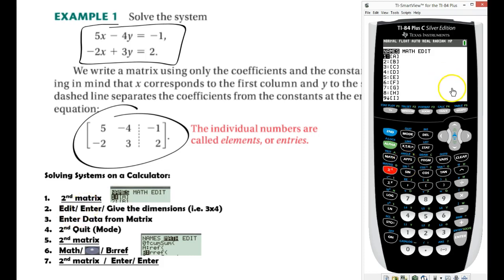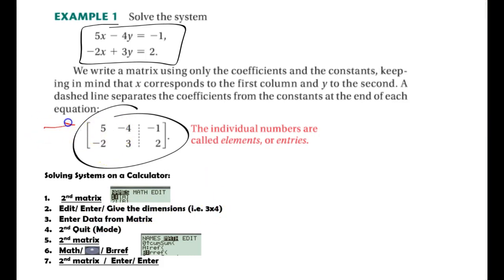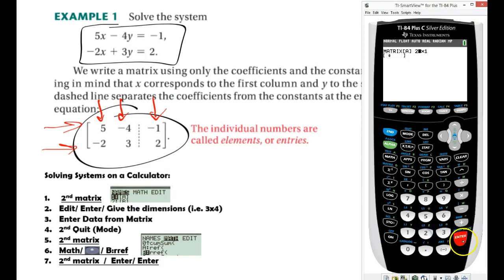Hit the edit key, so slide over with the arrow to the right for edit. We're going to edit matrix A, and of course you could edit matrix B as well, but all I need to do is matrix A for now. We're going to define the given matrix. This is 2 rows, so there's row 1, row 2, by 3 columns. So in my calculator I put 2, enter, 3, enter to define the matrix as 2 by 3. Then I'm going to enter the elements.